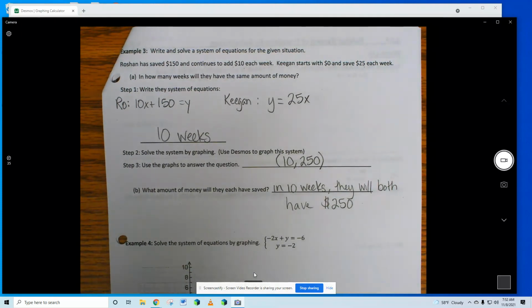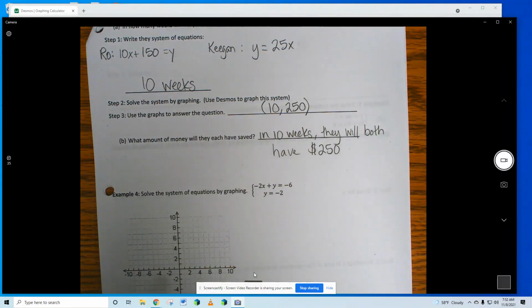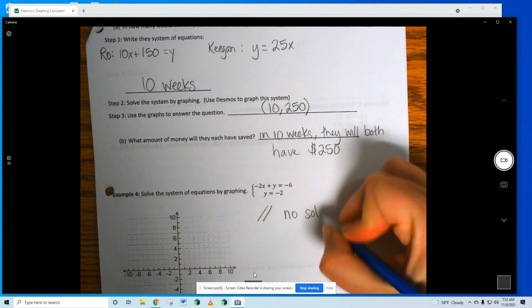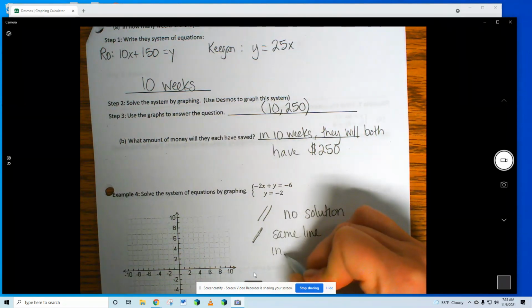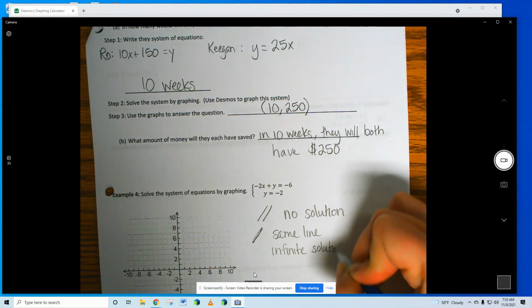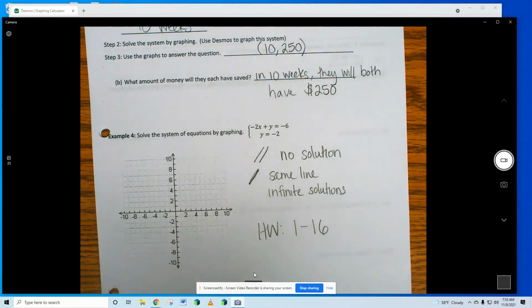So, our job today is we graphed and we found a solution. We figured out that if lines are parallel, they have no solution. If the lines are the same, that's called infinite solutions. And your homework is 1 through 16 on the front page I gave you. Okay? So, that is 4.1b. I will stop the video.